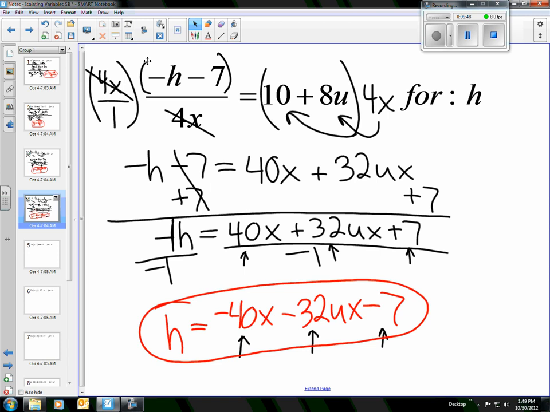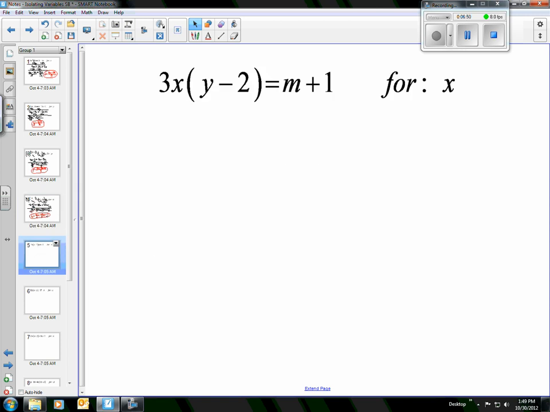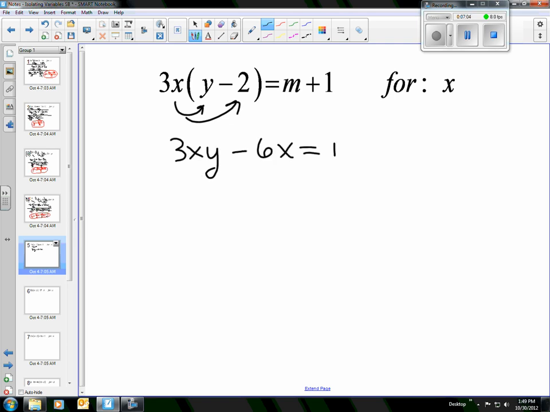Okay, let's look at the next example. Here we're solving for x, and a lot of students want to start off with the distributive property here. They want to go ahead and do this times this and this times this, and they want to say 3xy minus 6x equals m plus 1. But if we're solving for x, then if I use the distributive property, I have x now in 2 different places, whereas before it was only in one place, mainly here. So we really don't want to use the distributive property in this instance.